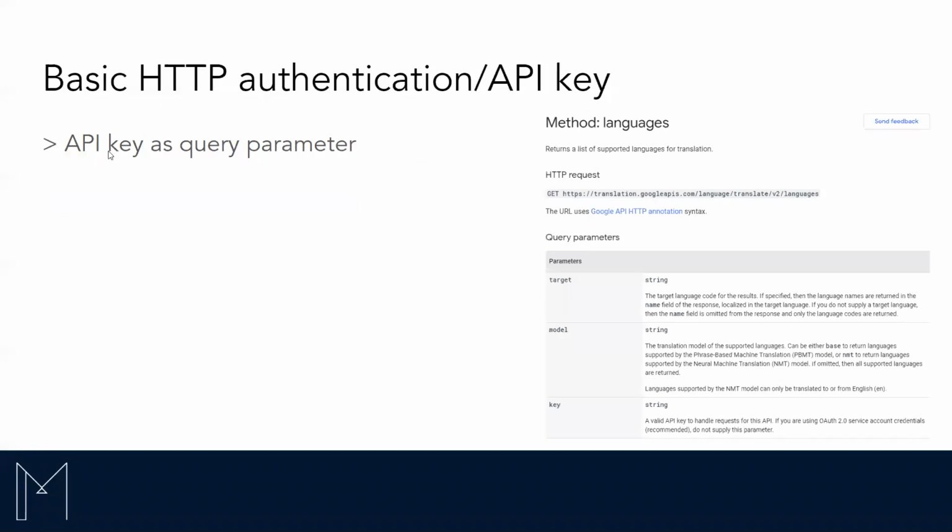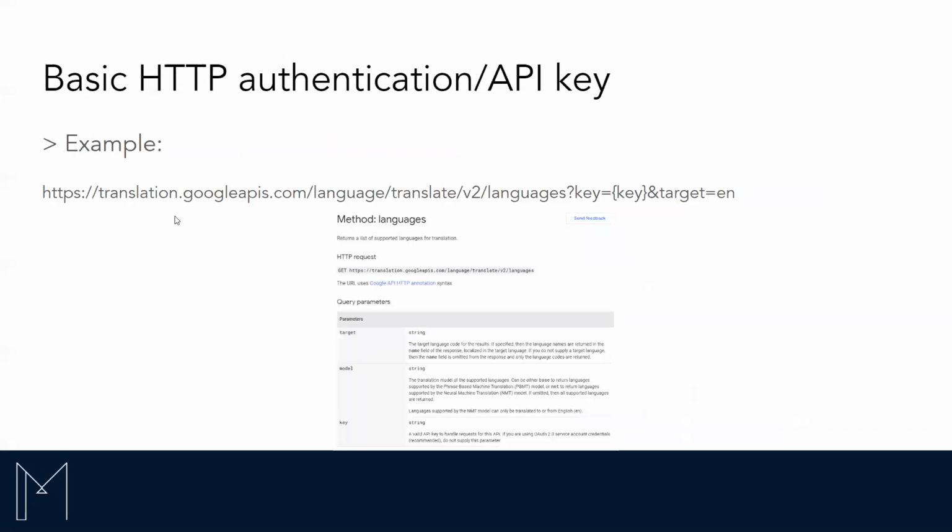Or you can have the API key as a query parameter. In this Google Translate documentation, you can see GET HTTP /translate, and in the query parameters you can see key, string, a valid API key to handle requests for this URL. So you will put your API key as a query parameter. Say, for example, HTTP translate right here, key equals whatever key you are given, and target equals EN to translate to English.